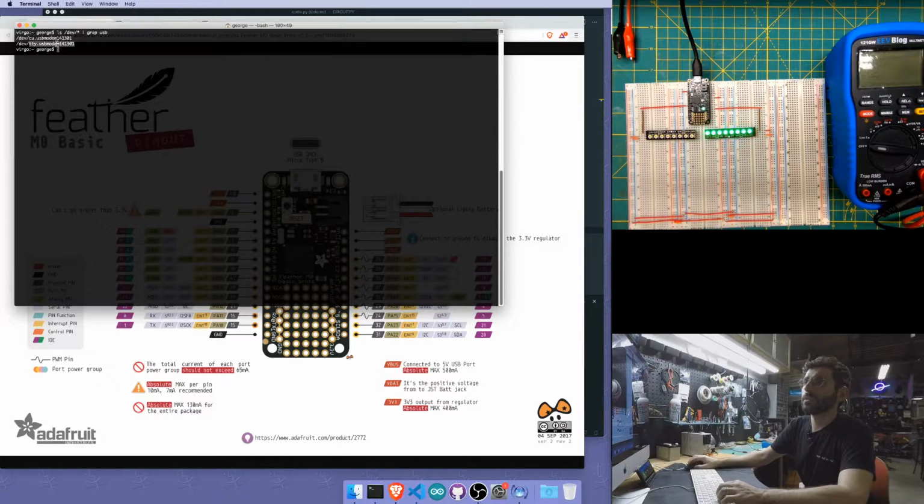I mean, this is the USB modem. Why am I not connecting to it here? Maybe sudo.